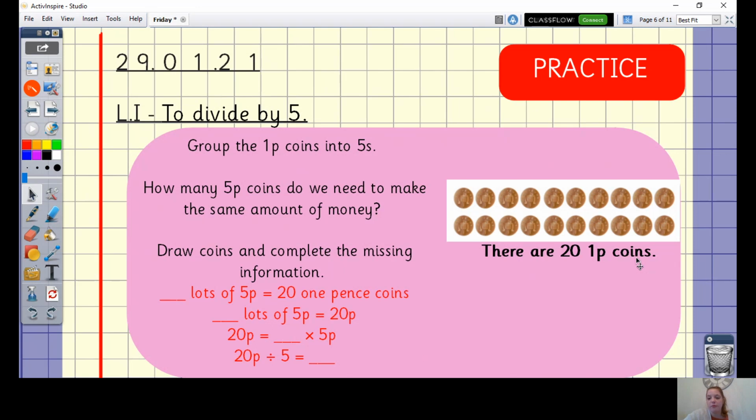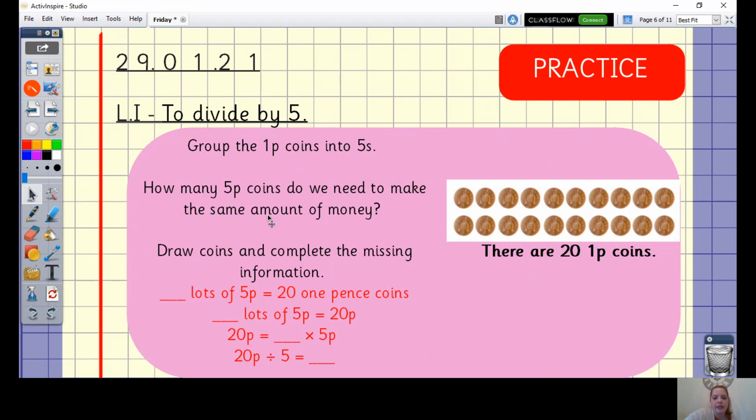Now if you have enough 1p coins, you could do this using the 1p coins. If you don't, then you could again just draw a picture of those coins. We want to know how many 5p coins we need to make the same amount of money. So we've got 20 1p coins, so how many 5p coins would we need to make that same amount?